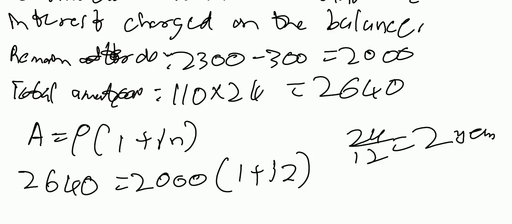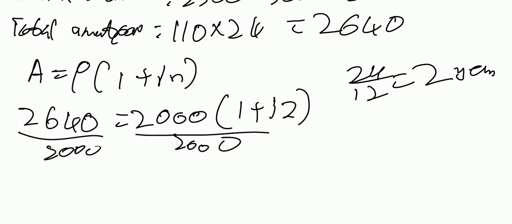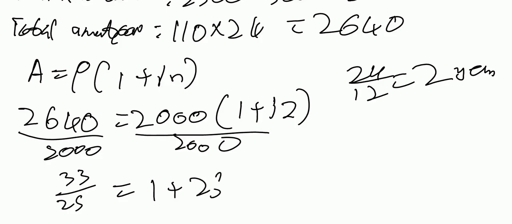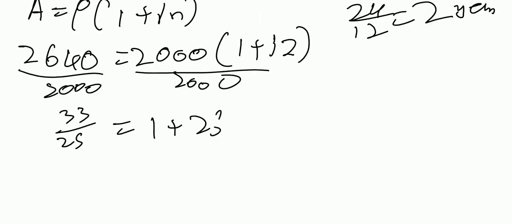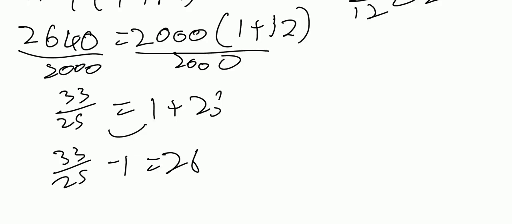Yes. Now we continue. We are going to divide by 2000, divide by 2000. Then when we take 2640 divided by 2000, we are going to get 33 over 25, which is equal to 1 plus 2i. Now, what's next? We transpose this one. We take it this side. That means it's 33 over 25 minus 1 is equal to 2i. Meaning, we are going to have 2i being equal to 8 over 25.